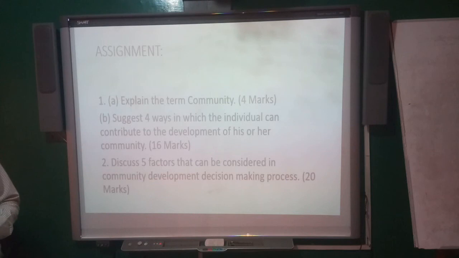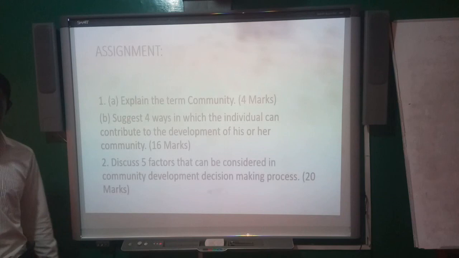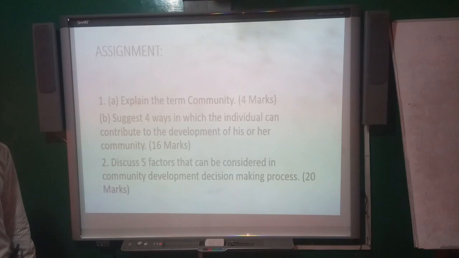And then question number two, you need to discuss five factors that can be considered in the community development decision-making process, for 20 marks.